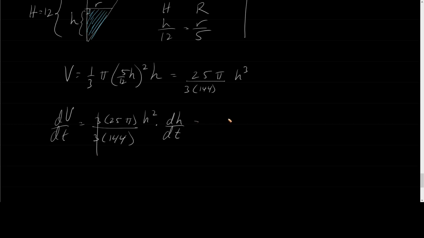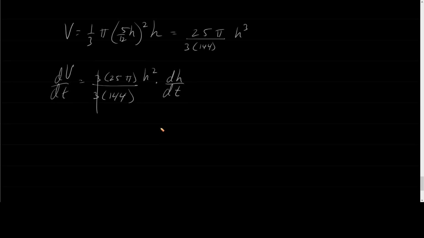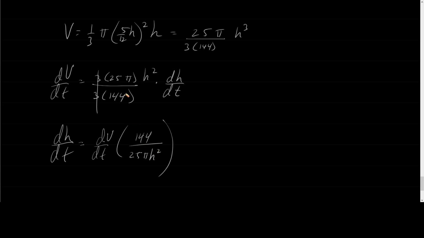Well, I'm not going to write that, because what we need to do here is solve for dh/dt. The problem is to figure out what dh/dt is. And if I figure out what dh/dt is, it's going to be dV/dt times the reciprocal of all this, so times 144 over 25 pi times h squared. Because I'm moving it to the other side with the dV/dt: multiply by 144, divide by all of this.